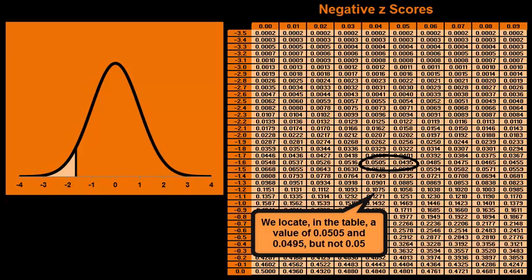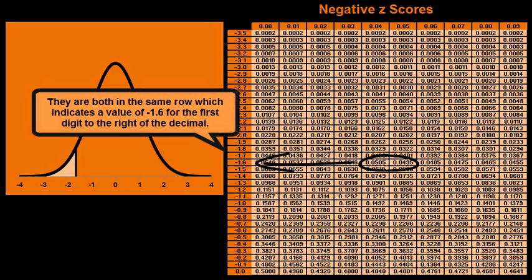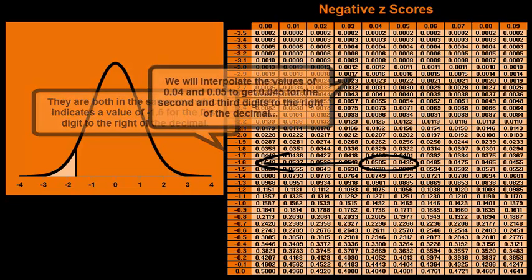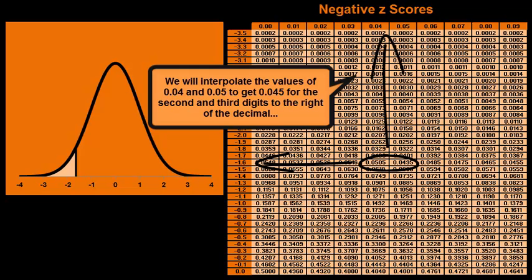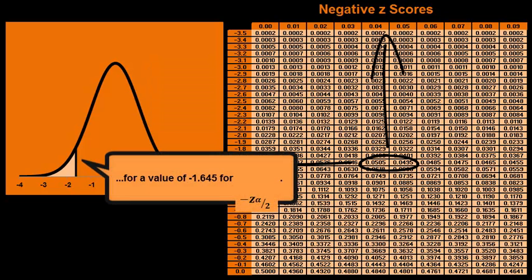We locate in the table a value of 0.0505 and 0.0495, but not 0.05. They are both in the same row, which indicates a value of minus 1.6 for the first digit to the right of the decimal. We will interpolate the values of 0.04 and 0.05 to get 0.045 for the second and third digits to the right of the decimal, for a value of minus 1.645 for minus z of alpha over 2.